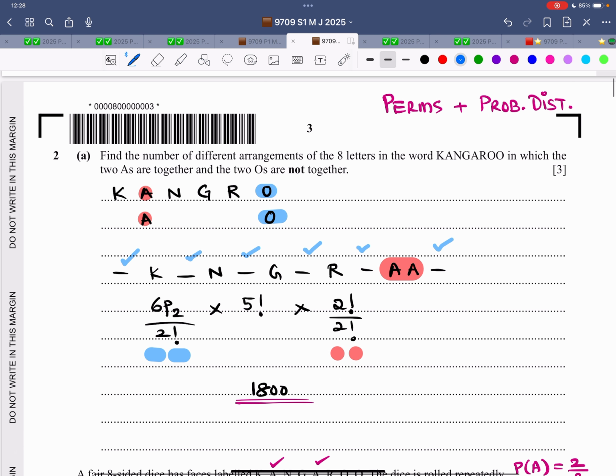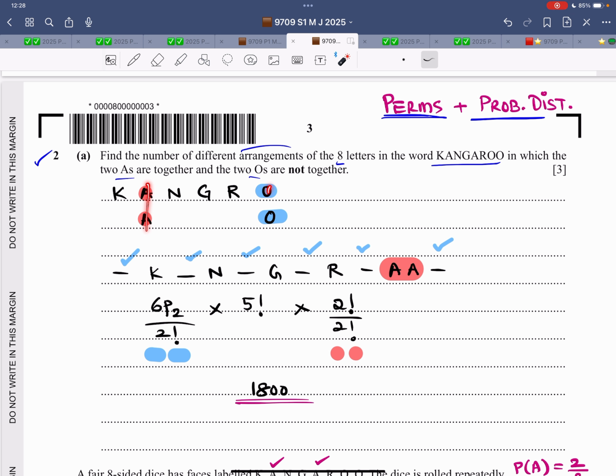Question number 2, what is this all about? Question number 2, it's about perms and probability distribution. It says find the number of different arrangements, that is permutation, of the 8 letters of the word kangaroo in which the two A's are together and the two O's are not together. Now that's a nice one, but a simple question because it has appeared in the papers many times before.